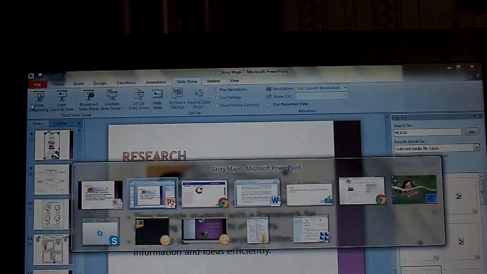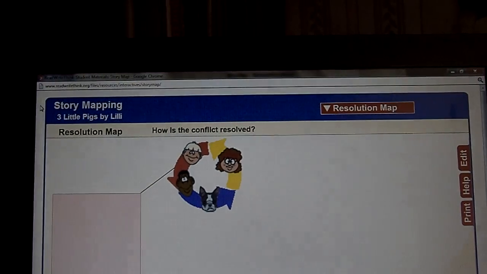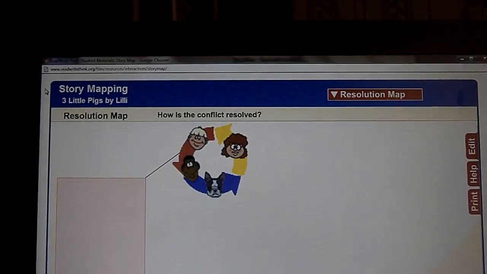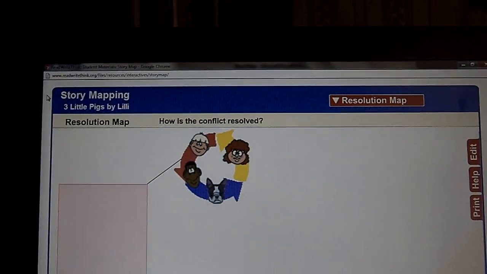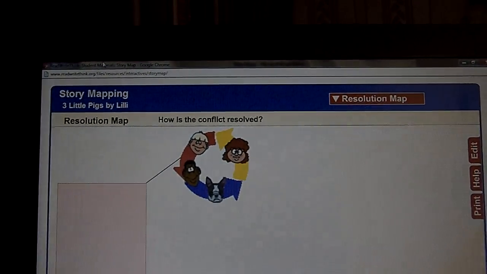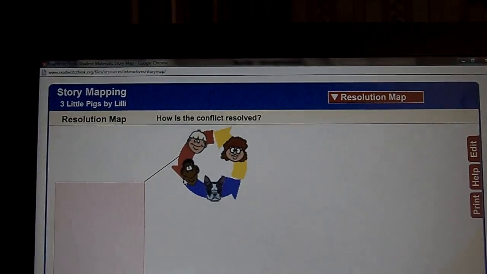Another type of story map are online interactive ones. If your students seem to respond well to the internet or get bored with writing, interactive story maps like this one can be the answer. These story maps allow students to type their answers in and work interactively with it.